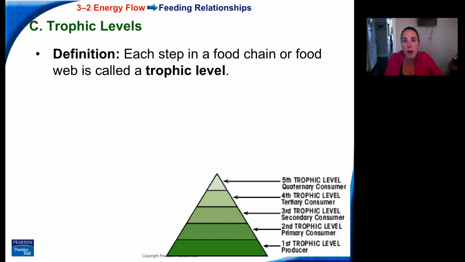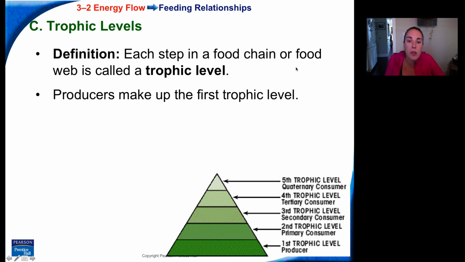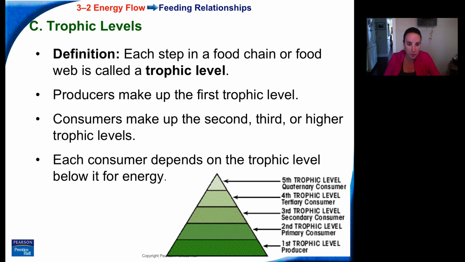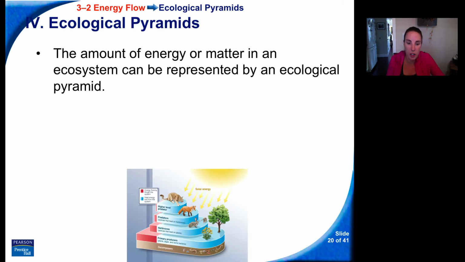So when we talk about feeding relationships, we're actually talking about trophic levels. Each organism is on a different level. So each step in the food chain or food web is called a trophic level. Producers make up the first trophic level, always. We always start with the producers. Consumers make up the second, third, or higher trophic levels. Each consumer depends on the trophic level below it for energy.